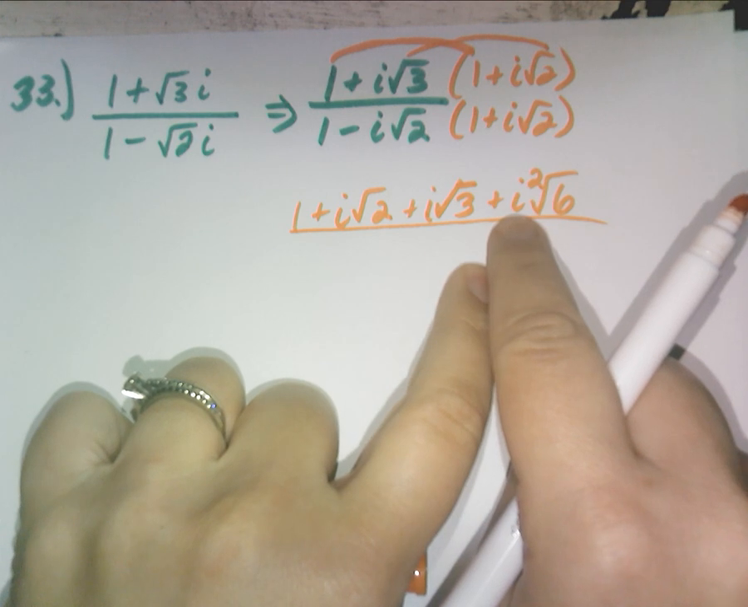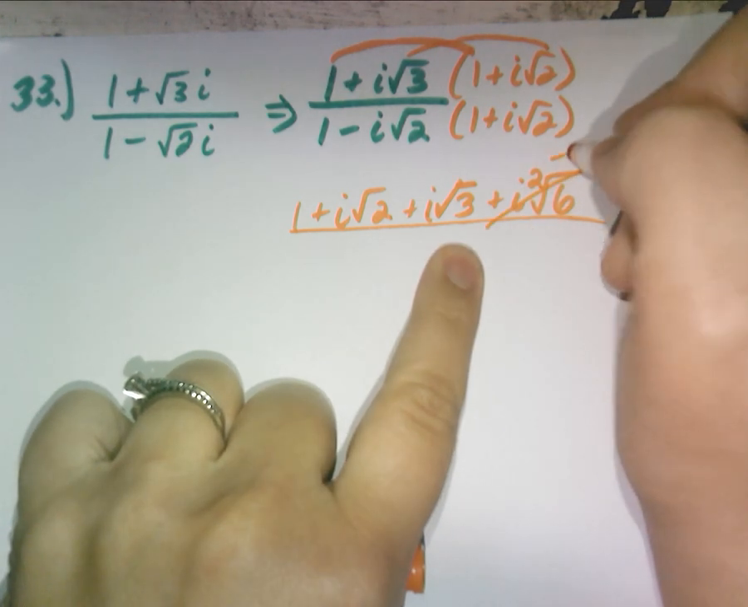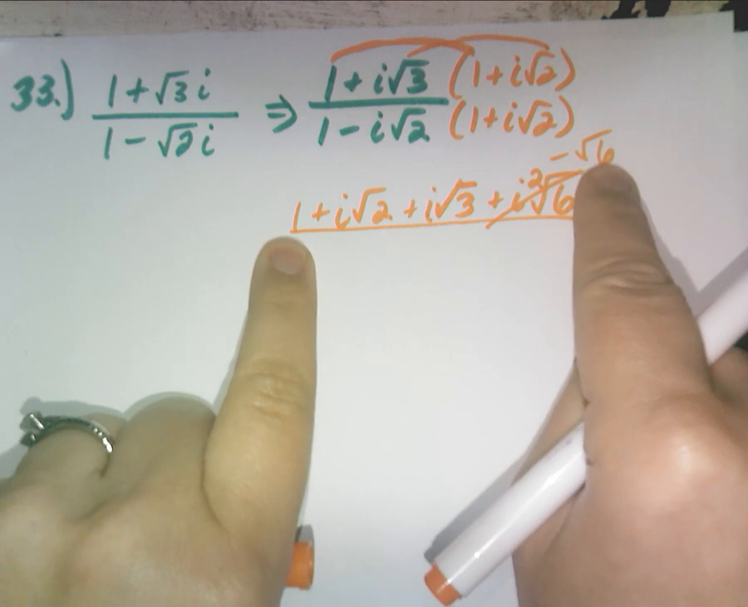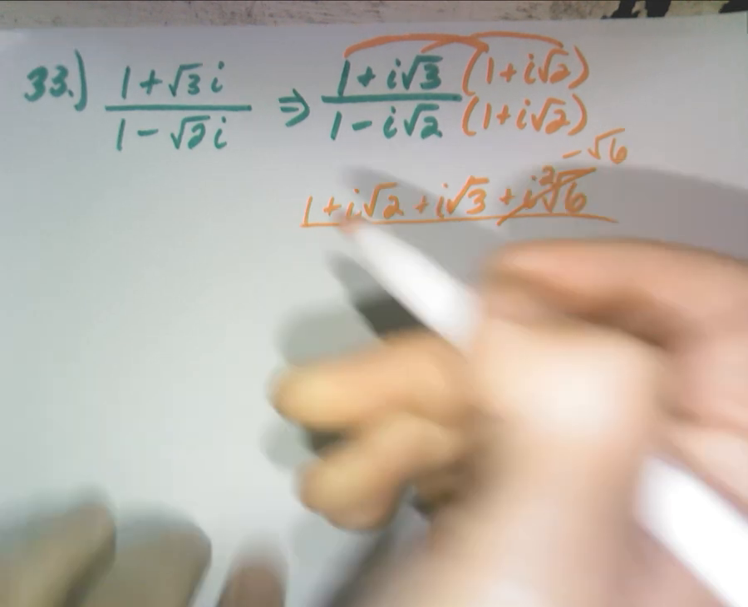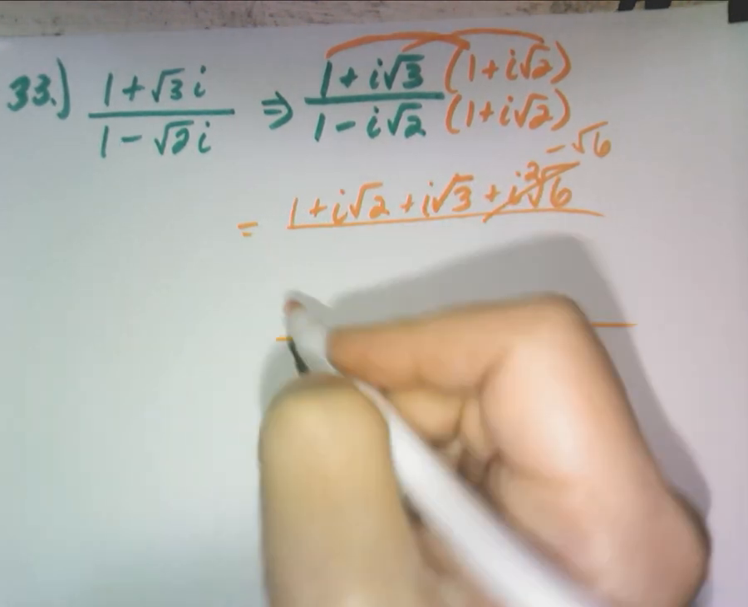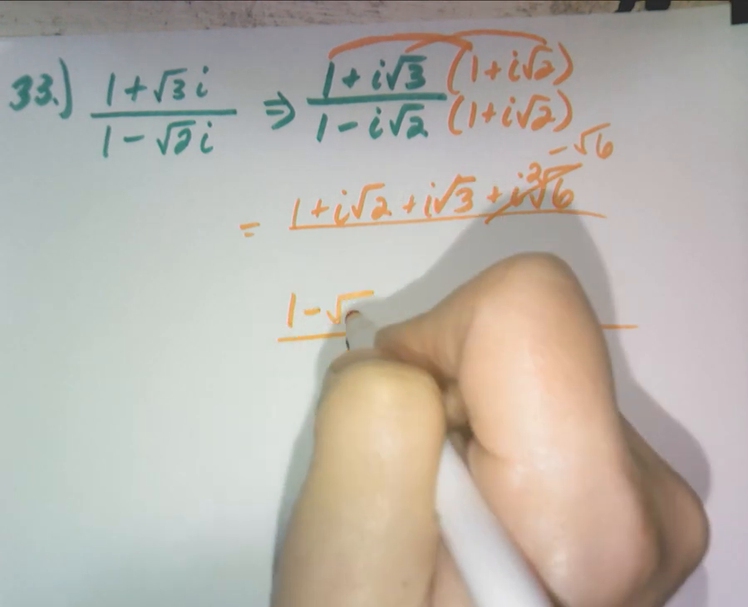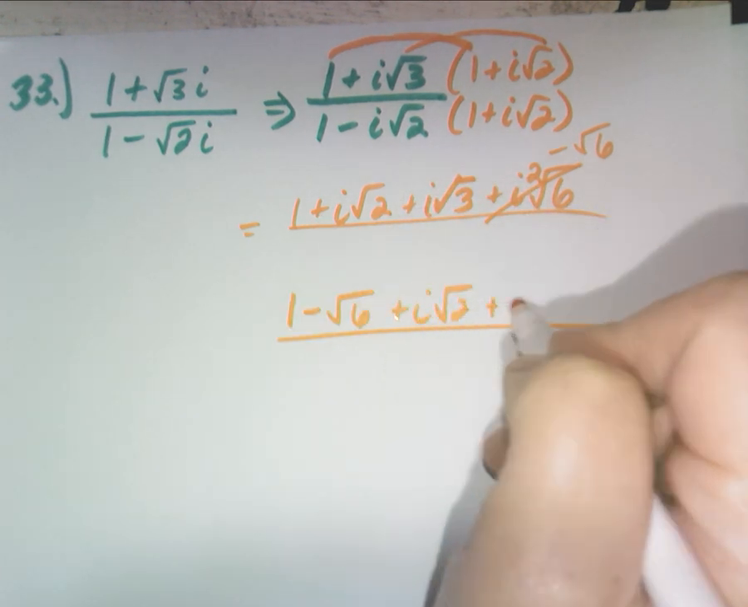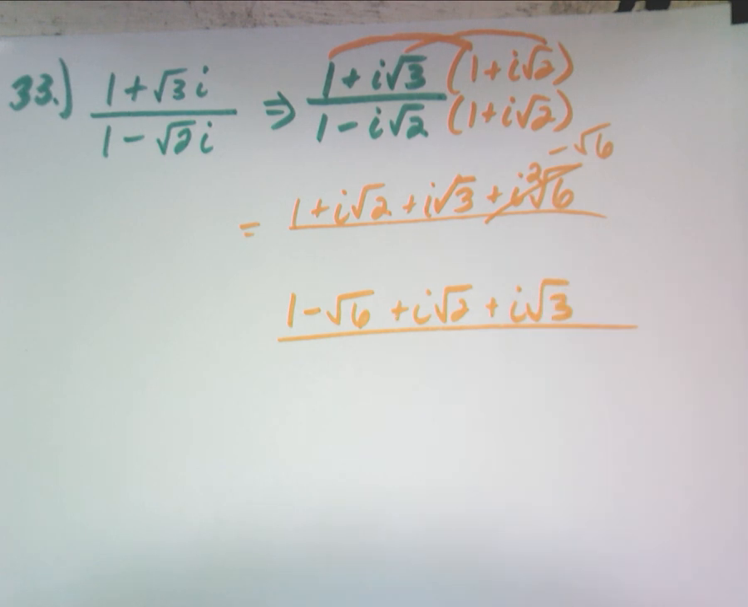Negative 1, right? So this is really just negative root 6. So this should actually go with this, but we can't combine them. We actually just have to leave them alone. So here's my top. So it would be 1 minus root 6. They would go together. And then plus i root 2 plus i root 3. And I'm just going to leave it like that for now.